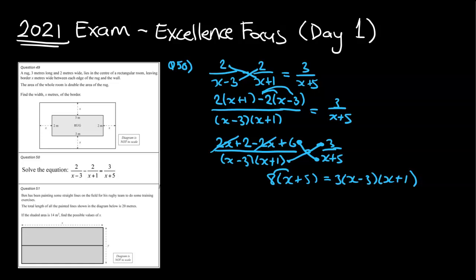So this side here will be a bit easier to expand. That's going to be 8x, and then this one here is going to be 40. This one here, I'll maybe leave the 3 out front and expand this. So that's going to be x squared. We're going to have positive x, and then minus 3x. That's going to be minus 2x, and then we've got minus 3. Expanding that, that's going to be 3x squared minus 6x minus 9.